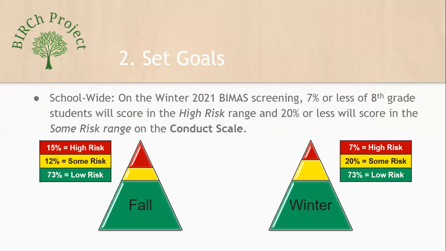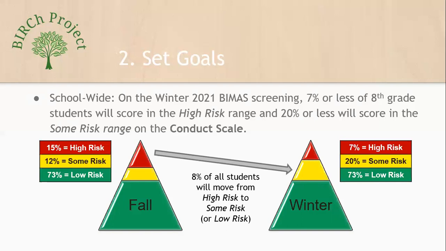I have an achievable standard. I'm going from 15% to 7%. I think that our team believes that that is a realistic expectation based on historical school progress. I have a relevant behavior in that conduct is believed to have an impact on academic functioning and larger student social functioning within the school. And then I have my time frame on the winter 2021 BIMAS screening. So I have a SMART goal here.